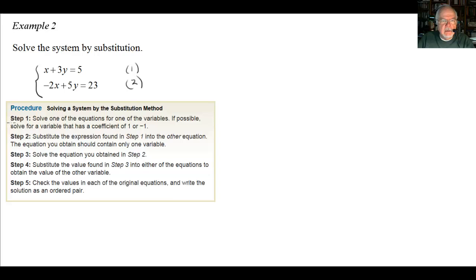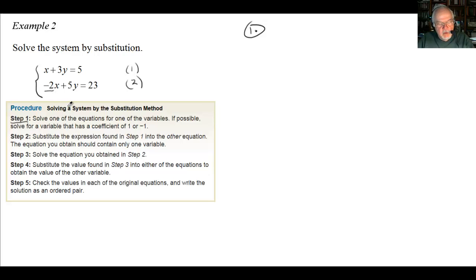Step number 1. So what does step number 1 say? Solve one of the equations for one of the variables. If possible, solve for a variable that has a coefficient of 1 or minus 1. The reason you want to do this is because that's going to make the arithmetic easy. Having a coefficient of 1 means 1 times the variable, boom, that disappears. And minus 1 times a variable, well, I have to change the sign a little bit. That's no big deal. So let's look for a 1 or minus 1, make life easy.